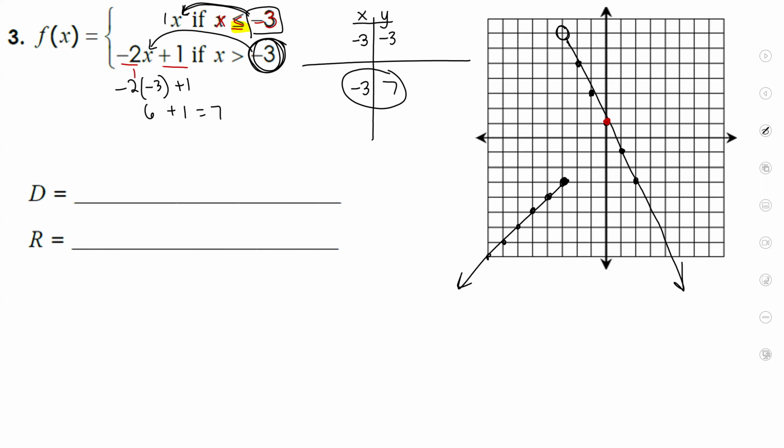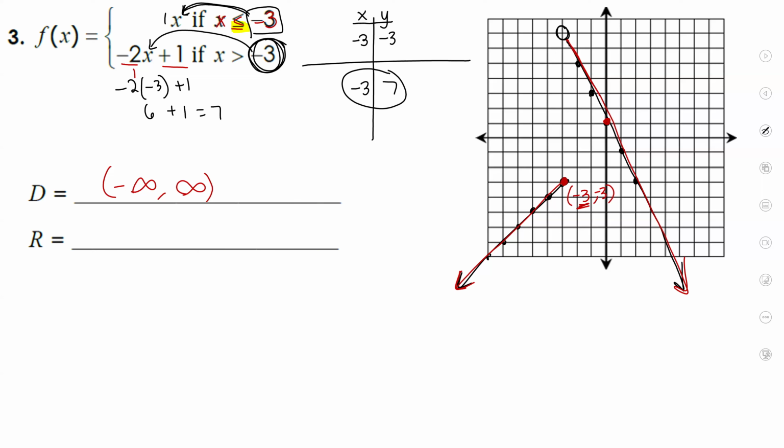Domain means what are all of the x values that are here? What x values are being represented? So it goes all the way to the left forever, right? So that will be -infinity. Is there a point -3? Because it kind of stops here. Yep, but it's represented. This is the point -3, -3. So x, the -3 is being represented. Is everything after -3 being represented? Yeah, and it goes off to infinity. This is all real numbers. This is -infinity to infinity.